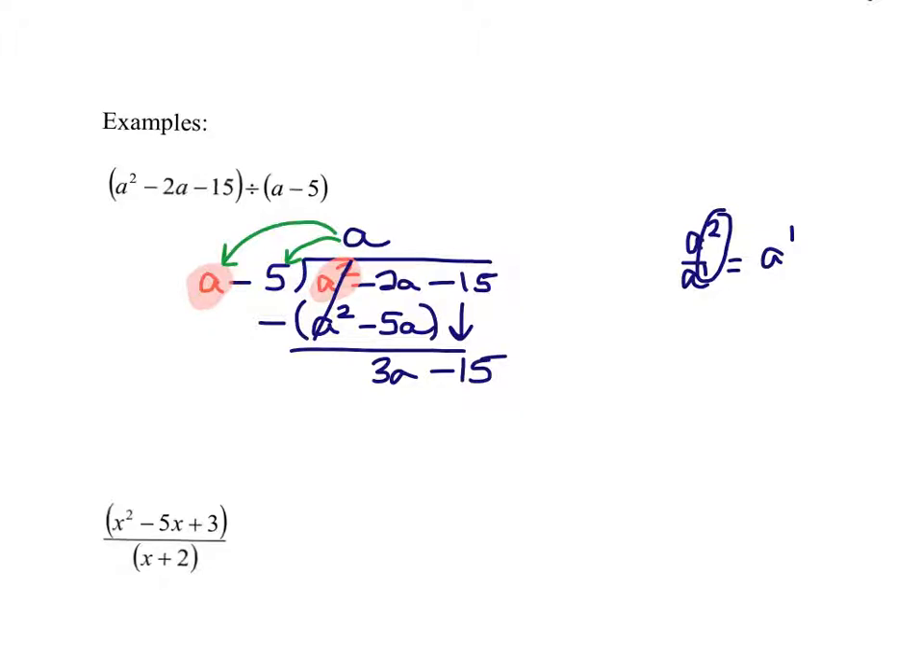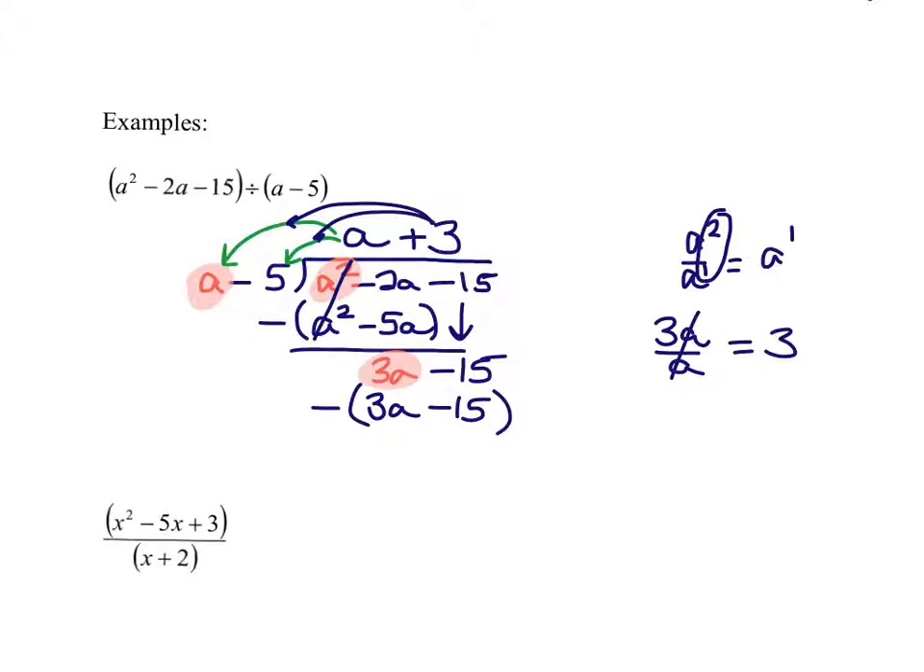Now I'm going to do the same thing again. I'm going to look at the first term in each one, the a and now the 3a. So I'm going to do 3a divided by a. The a's cancel, so I just get 3. So my next term up here is 3. And then it continues. I'll take the 3 times both of those values. So that's 3a. 3 times negative 5 is negative 15. And now when I subtract, 3a minus 3a goes away. Negative 15 minus negative 15 is plus 15. So there's no remainder. So whatever is remaining up here is our quotient.